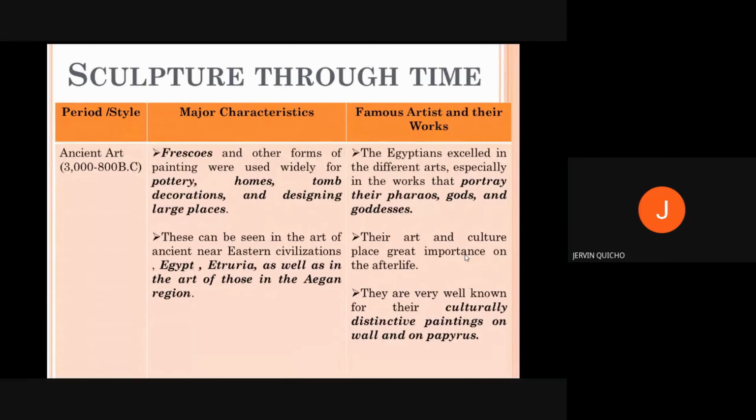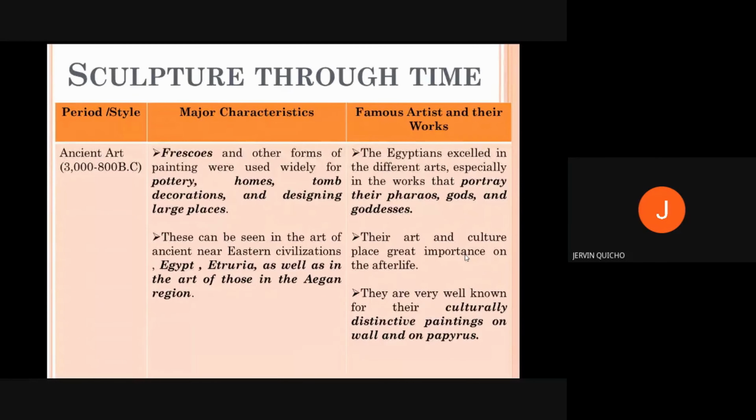So fresco was widely used for some purposes in painting, like on a vessel, or in homes, inside the house. There was also tomb decoration, mostly in Egyptian times. These are things that can be observed, and you may have heard the news about the tombs and coffins recently found in Giza. Now they are being displayed in the museum in Giza, Egypt.